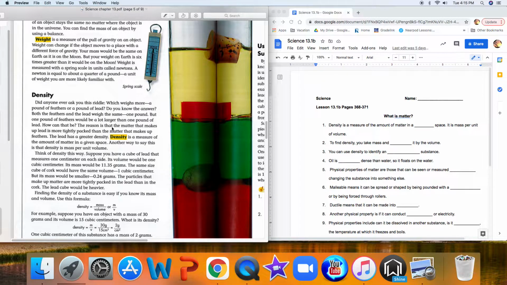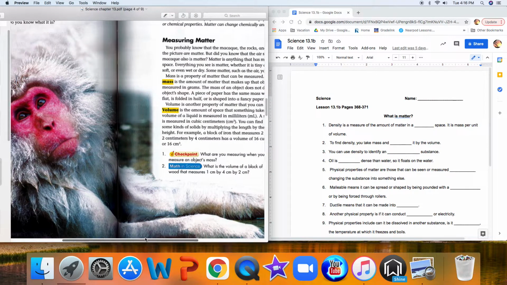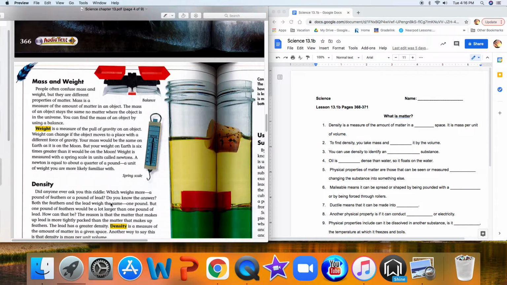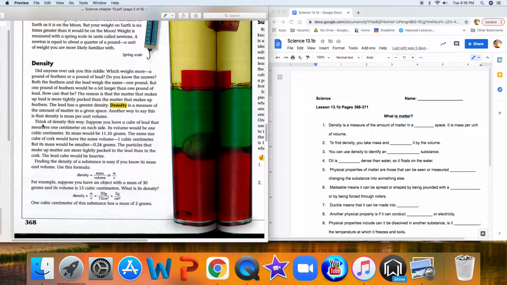How can that be? The reason is that the matter that makes up lead is more tightly packed than the matter that makes up feathers. The lead has a greater density. What is density? Density is a measure of the amount of matter in a given space. Another way to say this is density is mass per unit of volume. So, guys, density is the measure of the amount of matter in a given space. If I remember, mass was just the amount of matter that makes up the object. So density is how tightly it is packed in there. Mass is just the total amount. Okay? Think of density this way.